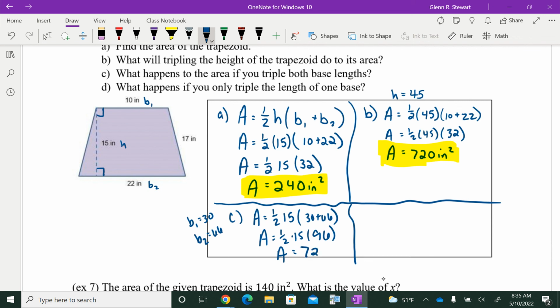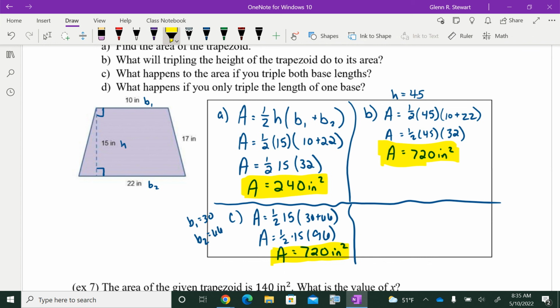Wait, this can't be right. Area is equal to 720 inches squared again. So when we triple both the bases, or triple the height, we get a tripling of what we originally had. That's so cool, if you're a math nerd.